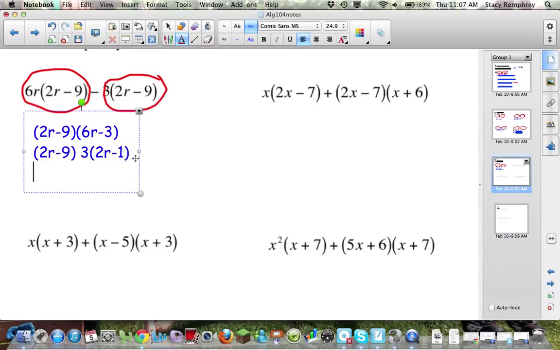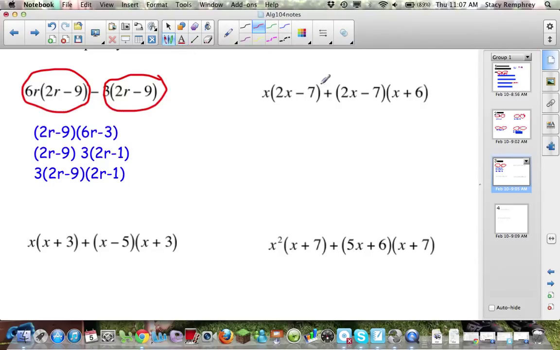Now, you can write it this way. Normally, you're going to see me give the answer this way. I like to put the monomial in the front. But if you wrote it as the second line, that's okay too.